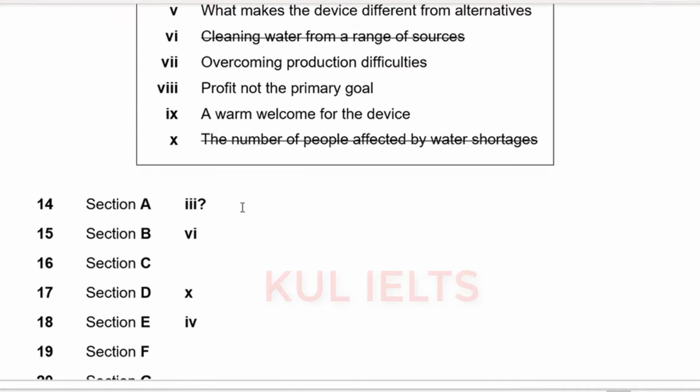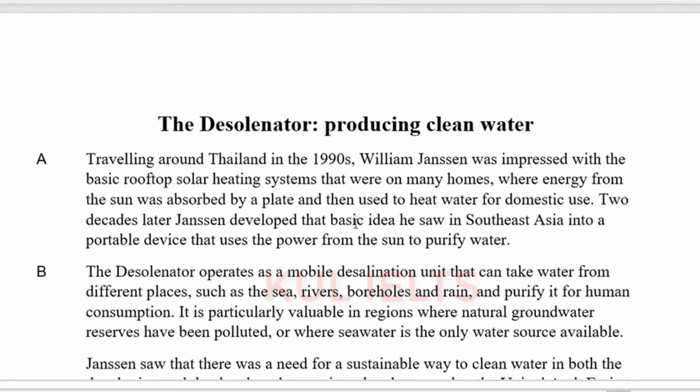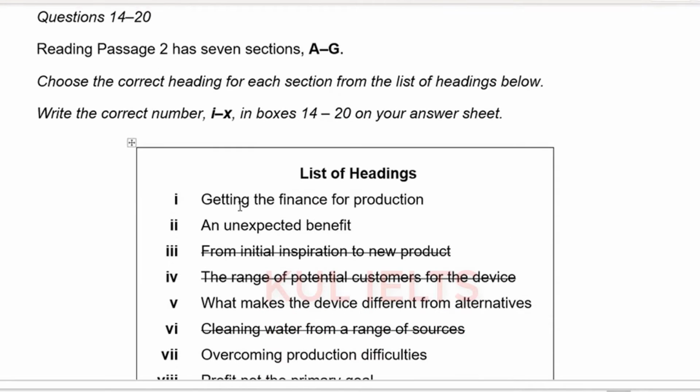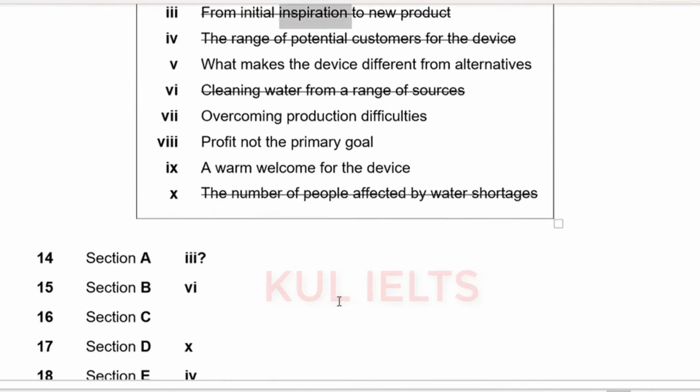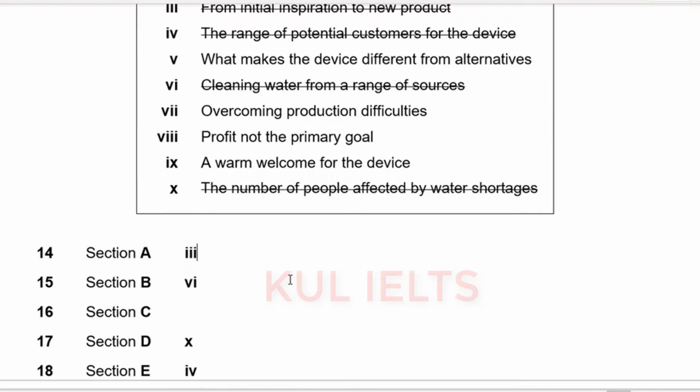Let's go back to this one, section A, and if I look at it again, yes, I'm pretty confident. He saw it in Thailand in the 1990s. Two decades later, he had this idea and developed it into a product. So from initial inspiration, the idea, to a new product. I'm fine with that, so I'm going to take that question mark out.